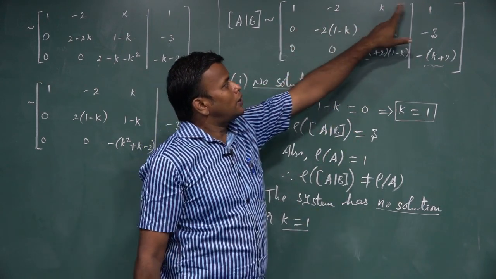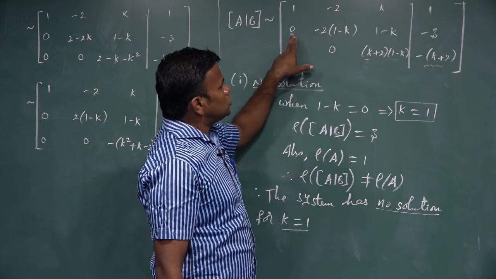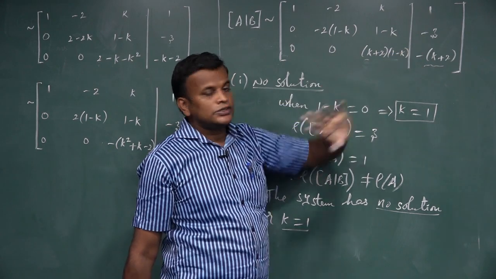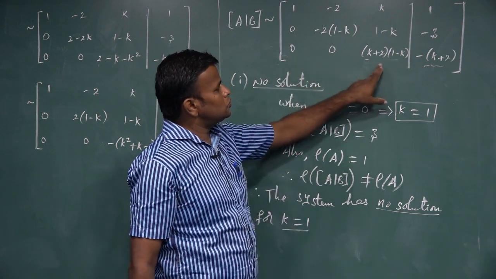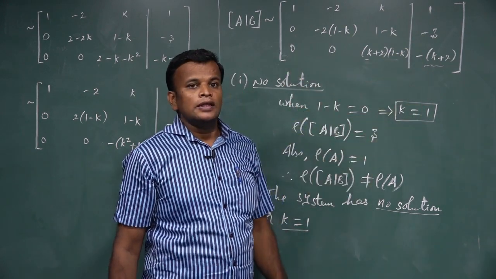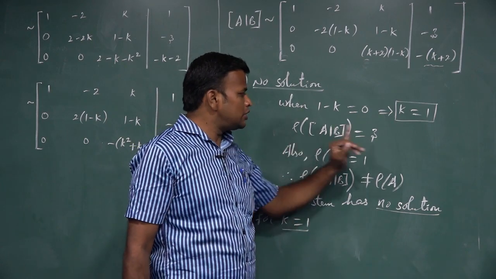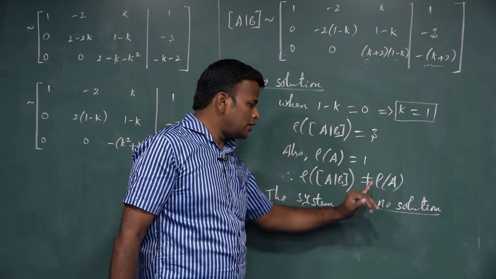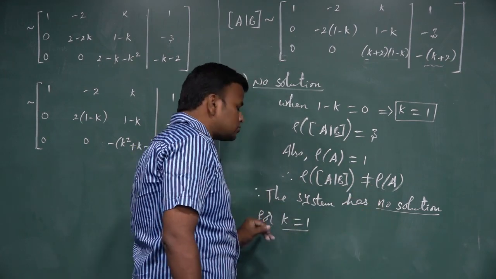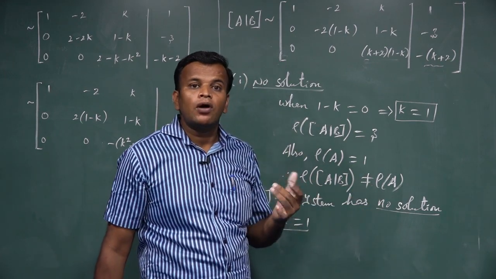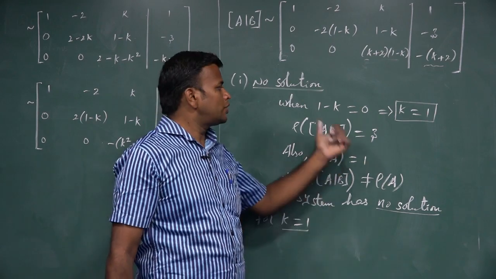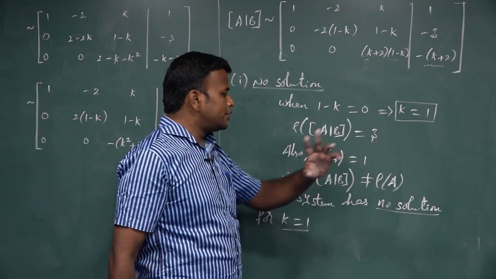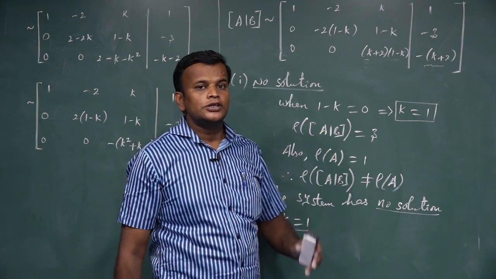1, minus 2, 1, 1. 0, 0, 0, minus 3. 0, 0, 0, minus 3. Then we check the rank. Rank of A by B is 3 and rank of A is just 1. Both the ranks are different. Therefore, the system has no solution. Our question is for what values of k, so you don't write 1 minus k equals 0. We write the value of k. When k is equal to 1, the given system has no solution.